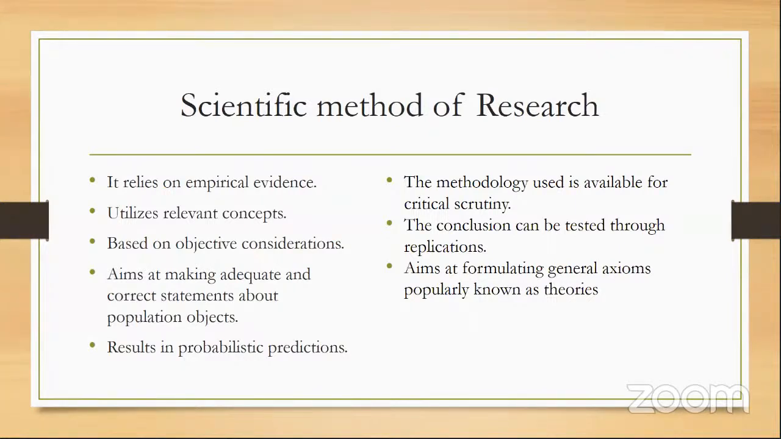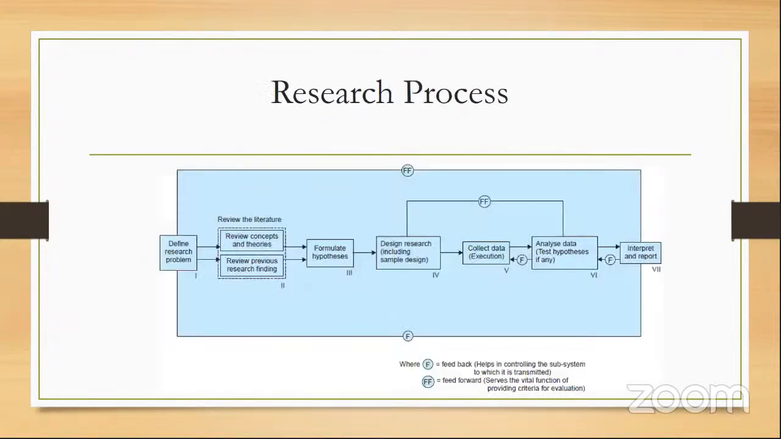Like in this case, the possibility of that particular intervention having an effect, or that drug having a positive effect, the chance that the effect is due to chance will be very small if we have the possibility of testing through replications. So the third important point is that research generally aims at formulating general axioms which can be used to develop popular theories.